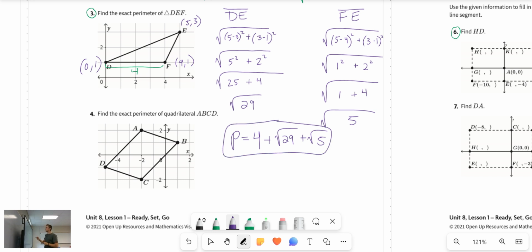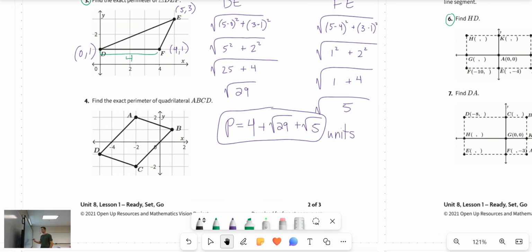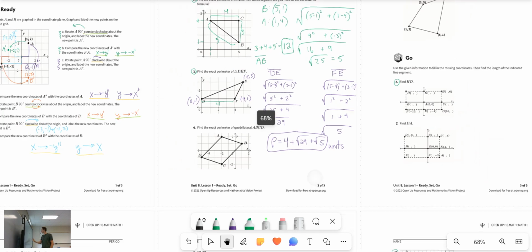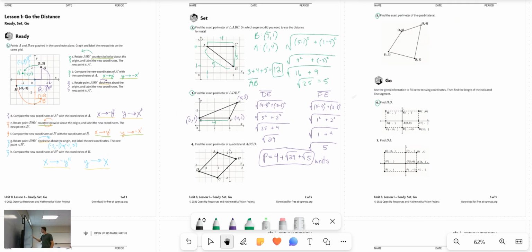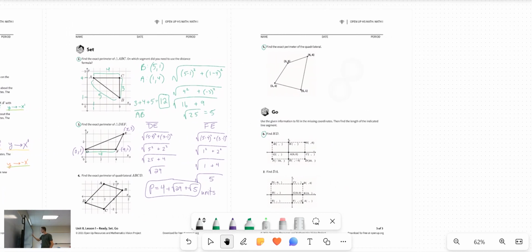That's our perimeter. And it's going to be measured in units, I guess, because it's not labeled. It doesn't say that these are inches or centimeters or miles or anything like that. So we'll just add units here because perimeter is a distance, so we'll label it as such, and a distance needs units. All right, let's move over to the next one.